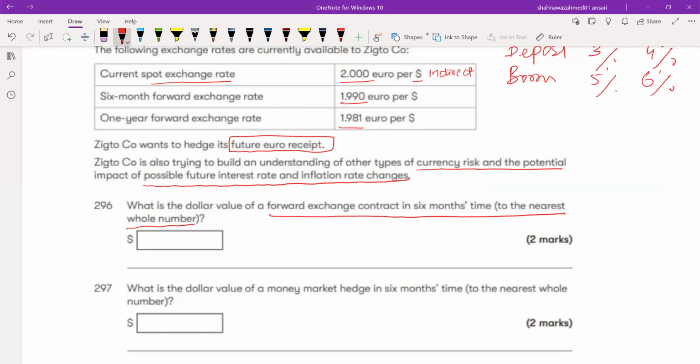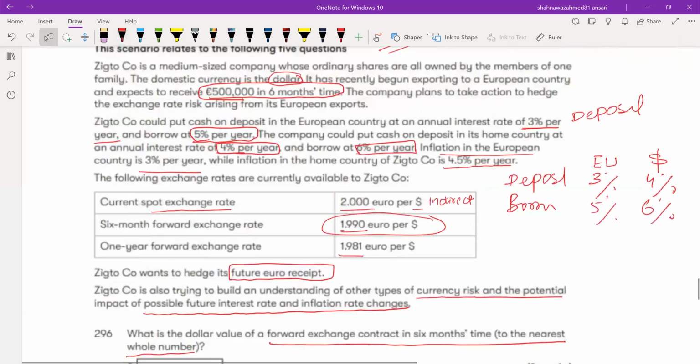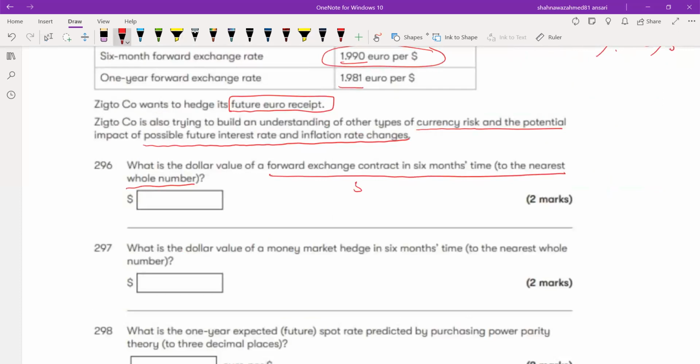Now, we have to select the forward exchange rate. So there is only one rate given, that is 1.990. So we have to convert the receipt of 500,000 euro, very simple, into dollar using this rate, which is 251,256.